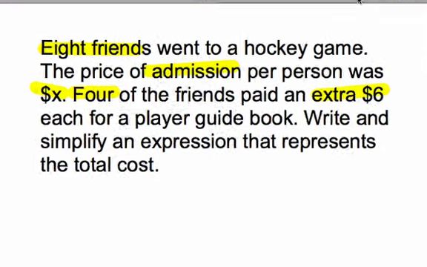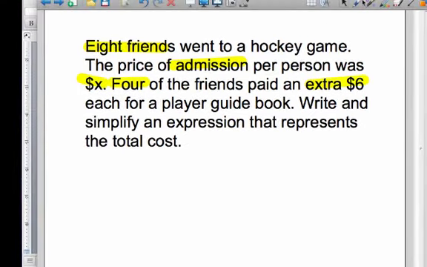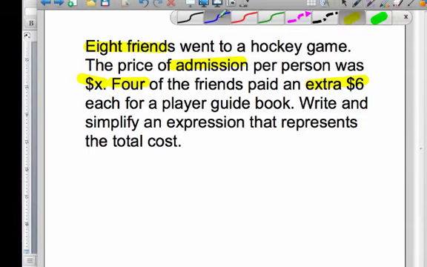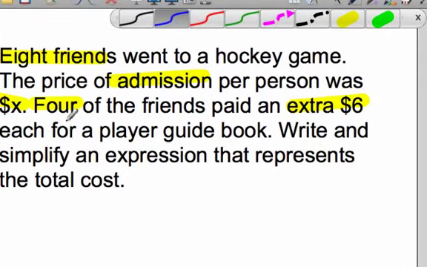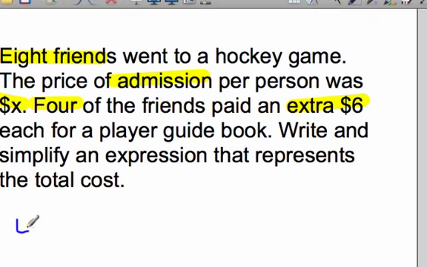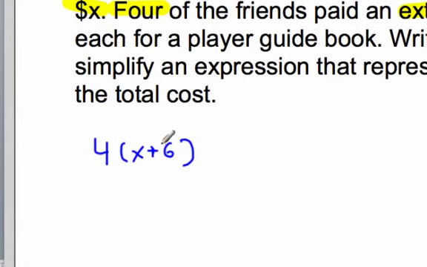So it looks like X dollars, we could say, since 4 of the friends paid for the guidebooks, we would say 4 times X dollars plus 6. And where I got this from, the X is for the admission. 4 friends paid for admission, and they also paid a certain amount, $6. Put the dollar symbol there. And this is also dollars. That's a bad dollar symbol, but you get the idea.